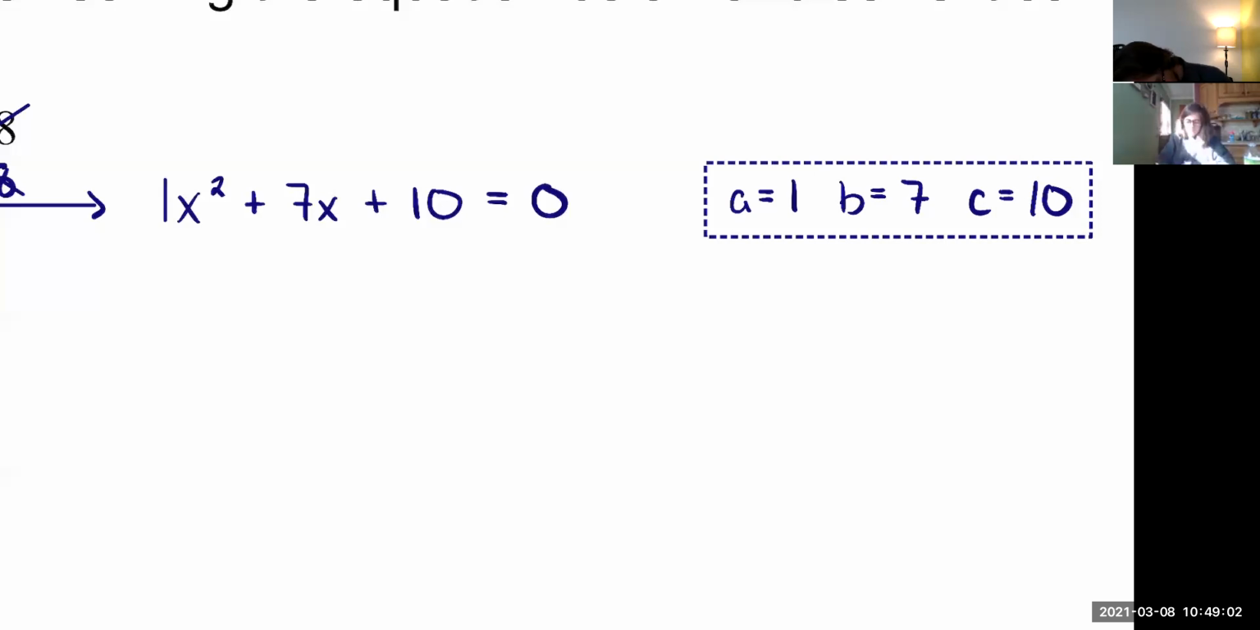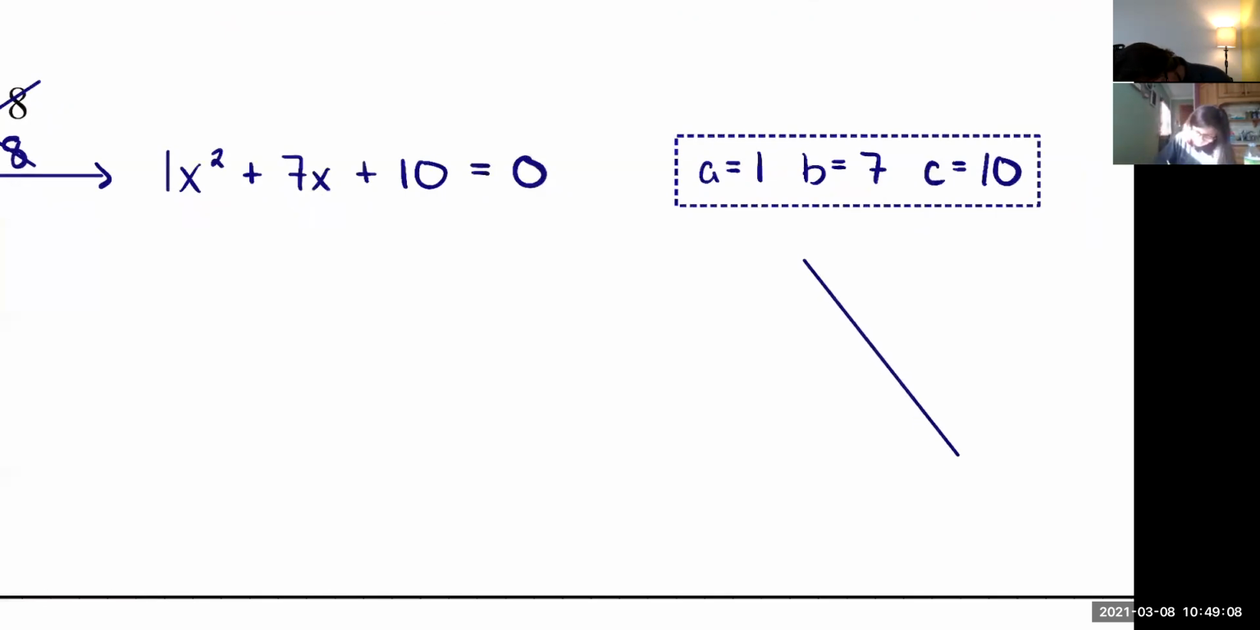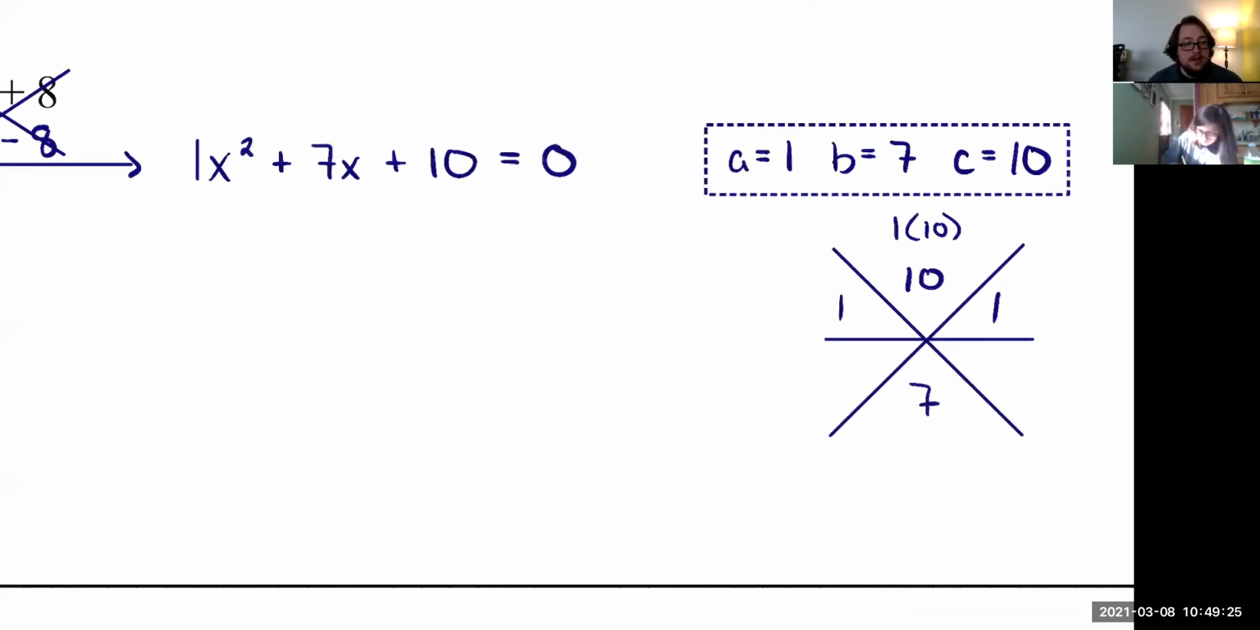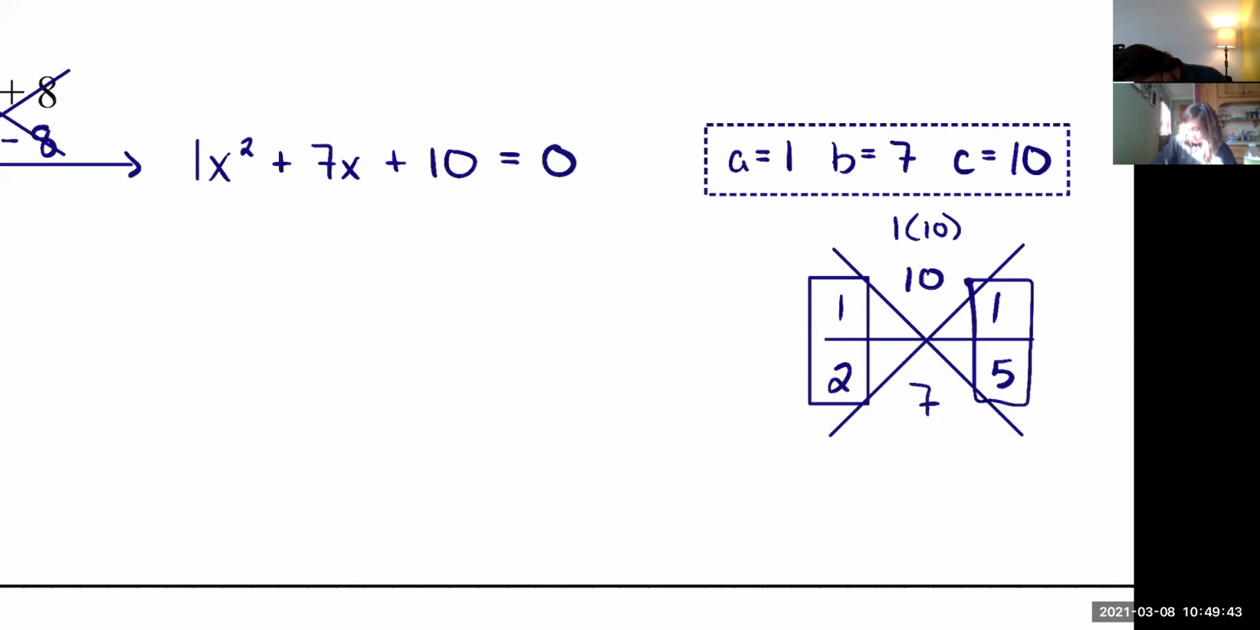So setting up my asterisk. I have A times C on top. So 1 times 10 gives me 10. A on either side are 1s. B on the bottom is 7. So I'm looking for two factors of 10 that also add to equal 7. 2 times 5. Do a quick mental check. 2 times 5 is positive 10. 2 plus 5 is positive 7. Sounds good. Do either of these pairs simplify? Nope. So they're good as is.